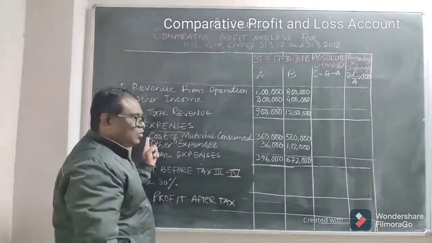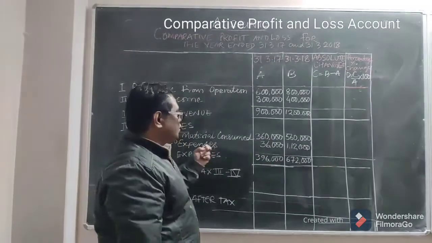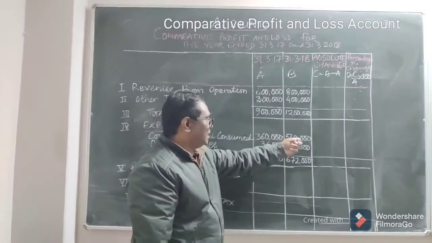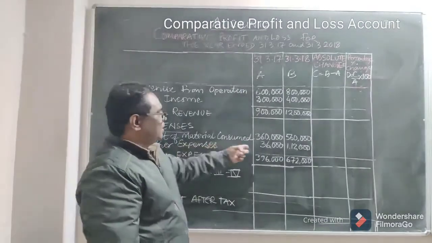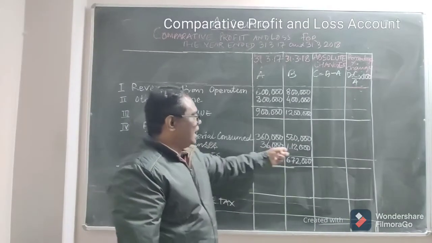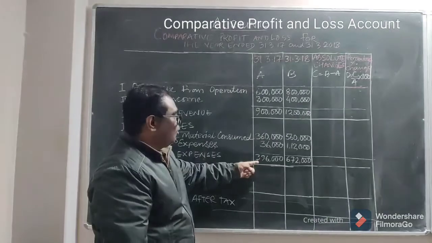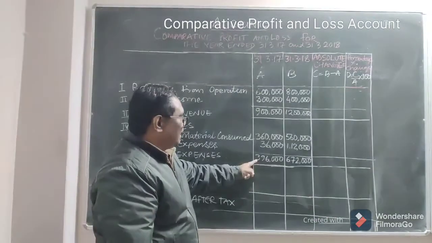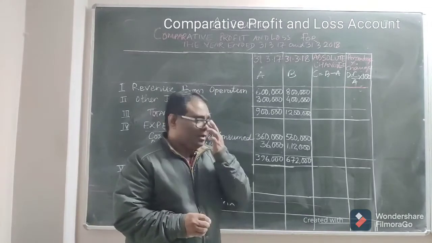Our expenses are given in the question: cost of material consumed is 3,60,000 in the last year and 5,60,000 in the current year. That is the cost of raw material consumed. And other expenses are given as 36,000 for the last year and 1,12,000 for the current year. So the total expenses are 3,96,000 for the last year and 6,72,000 for the current year.